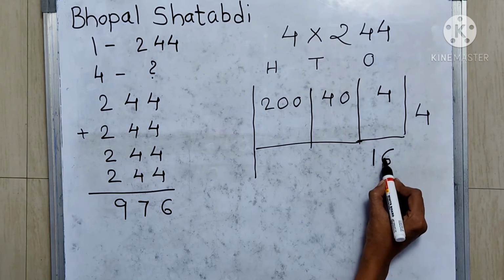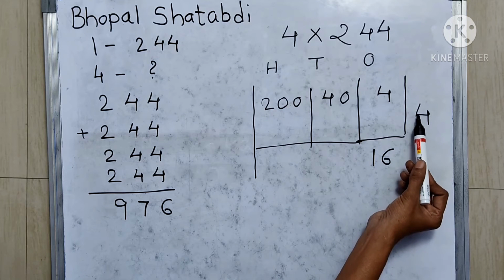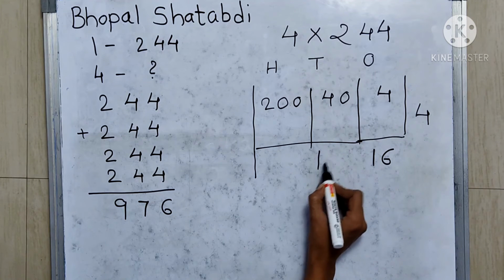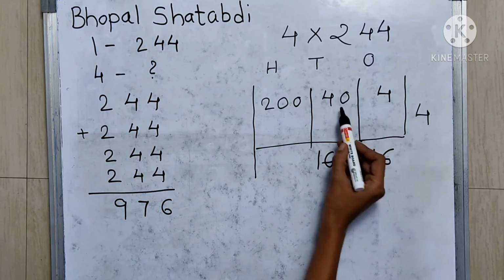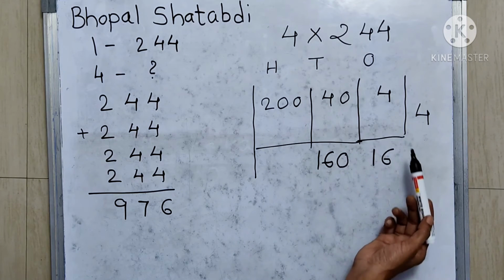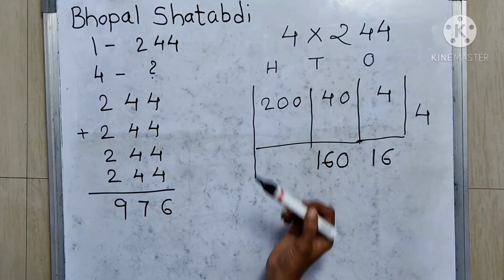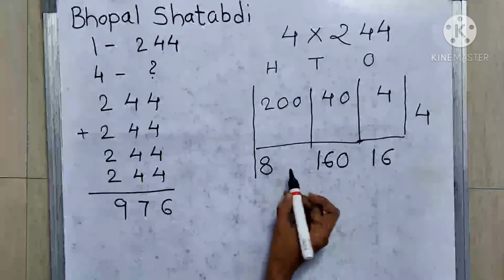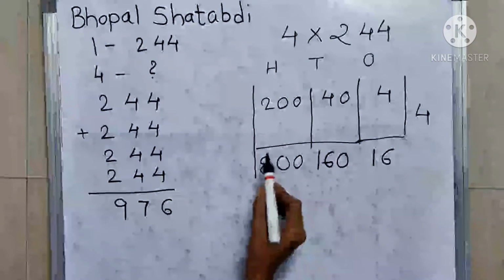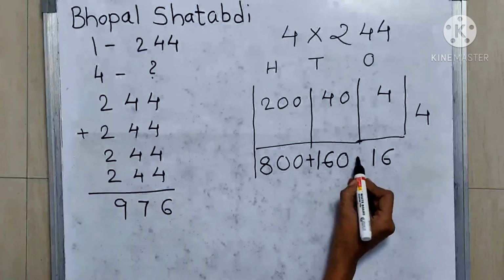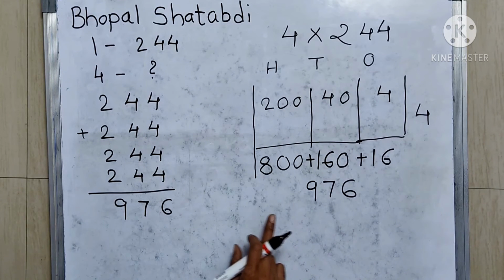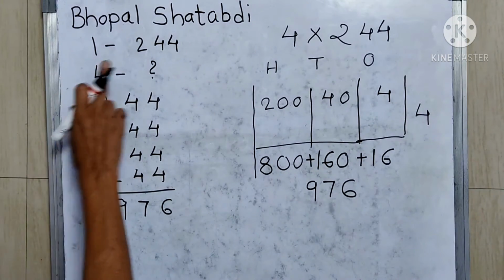Now here use the trick, multiply this 4 and this 4. 4 fours are 16 and put this 10 here. Now again here use the trick, 4 twos are 8 and here are 2 zeros, so add this 2 zeros, then add this. The answer is 976. This is the cost of 4 tickets for Bhopal Shatabdi train.